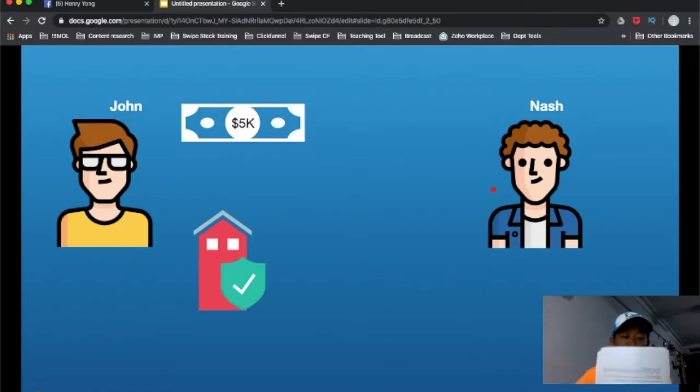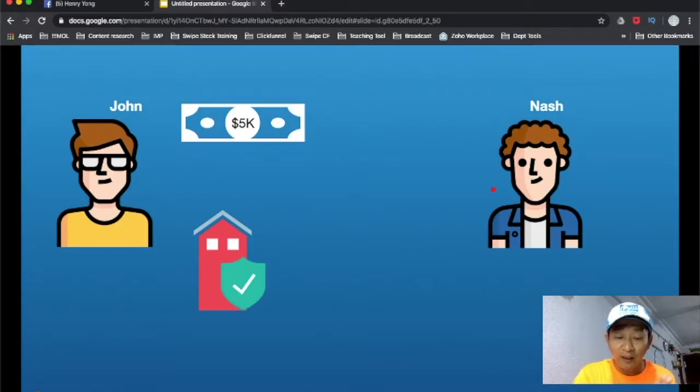In case study scenario number one, the government will build a high-speed rail station next to John's house. You can guess what happens when the government builds infrastructure like high-speed rail in John's area: definitely the price of the house will increase to $200,000. In this scenario, Nash will be happy to exercise the option, because the option contract states $100,000 for the house, even though the house is now worth $200,000.